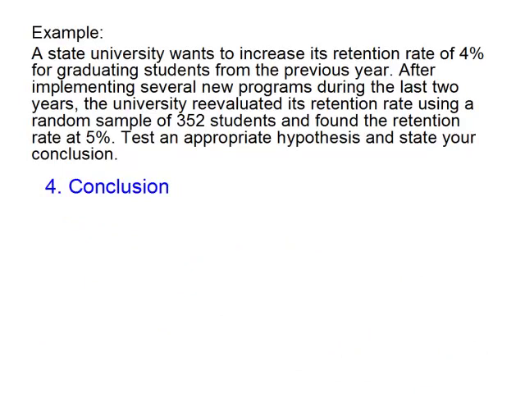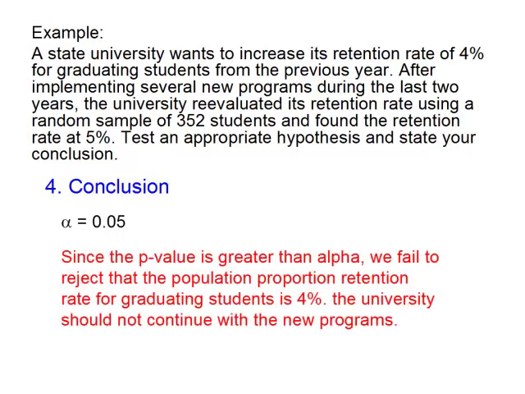Our final step is our conclusion. We have to identify an alpha or significance level. Since the problem doesn't state one, we're going to use 0.05. Since our p-value is greater than alpha, we fail to reject that the population proportion retention rate for graduating students is 4%. The university should not continue with the new programs.